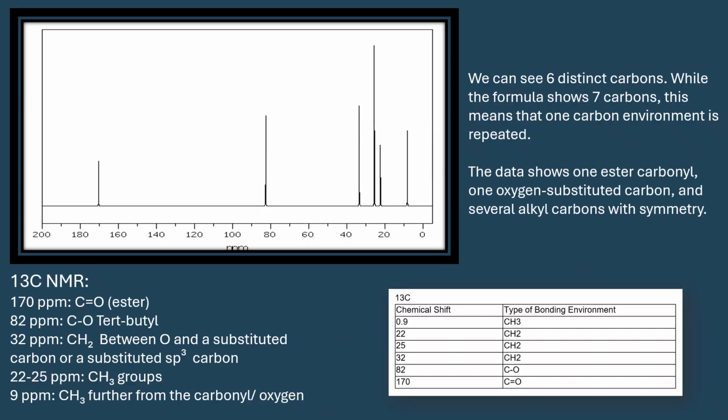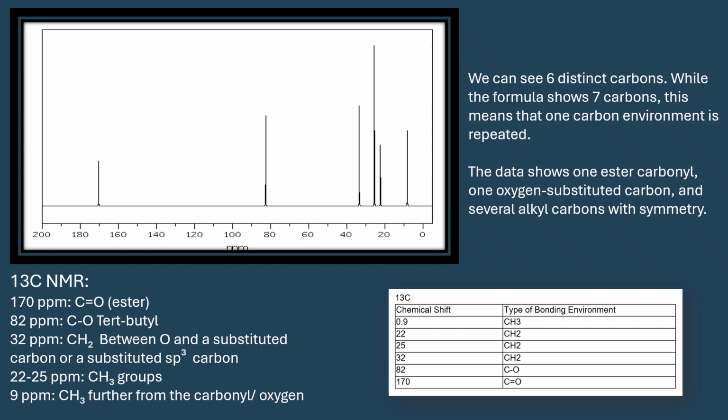When looking at the 13C NMR, we can find the number of signals and chemical shift. This gives us an idea about the carbon framework. In this given 13C NMR, we find 6 distinct carbons. The given molecular formula shows 7 carbons. This means that one carbon environment is repeated. The data shows 1 ester carbonyl, 1 oxygen substituted carbon, and several alkyl carbons with symmetry.